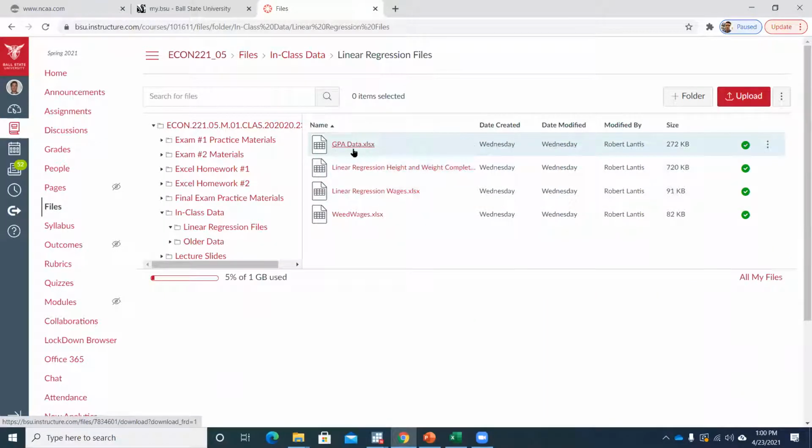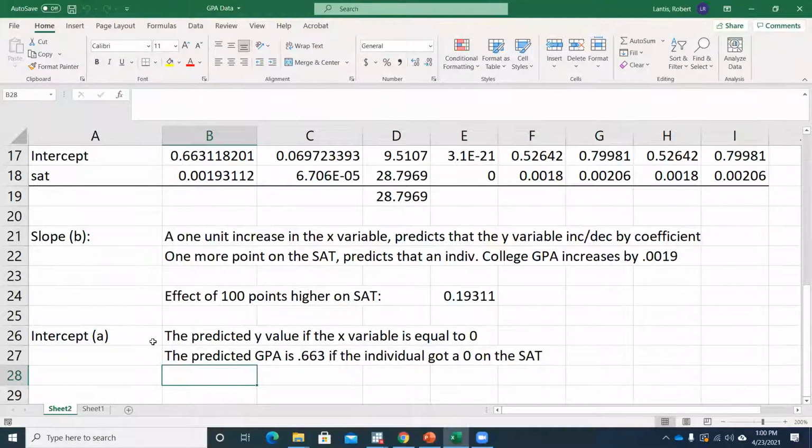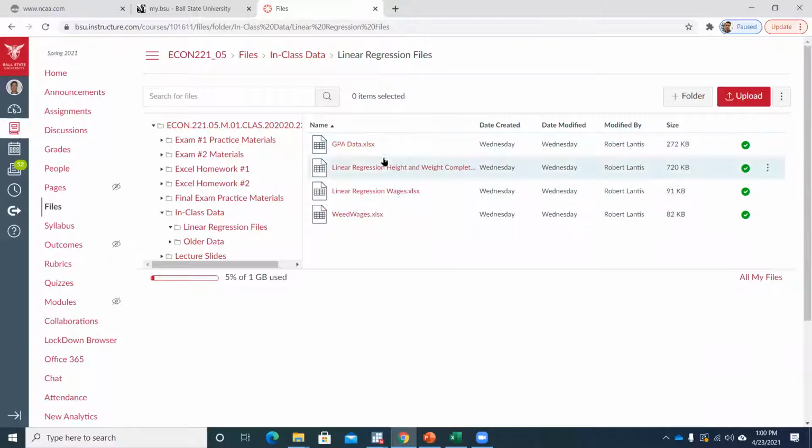Look at the in-class data. I'll be working off this GPA data today. We did a little bit on it last class, and I'll add some more to it. I'll then re-upload it here with the GPA data in-class work after today, okay?